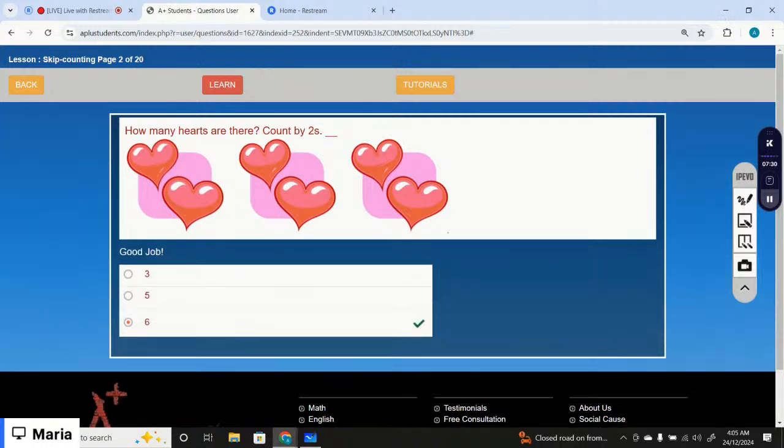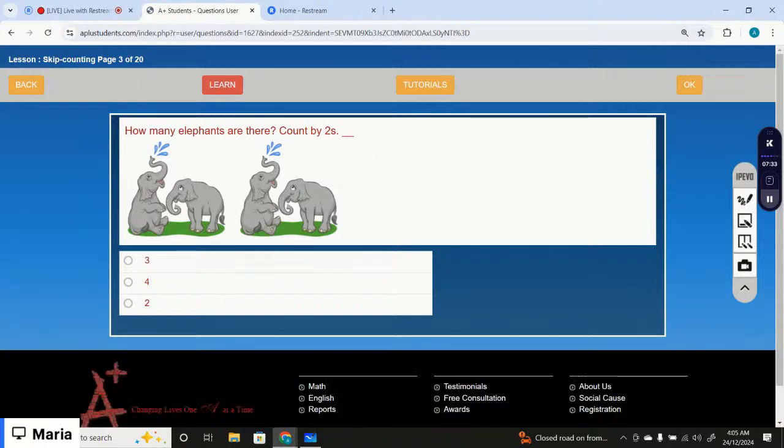Yes, we are off for 24th, 25th, and 26th for Christmas.